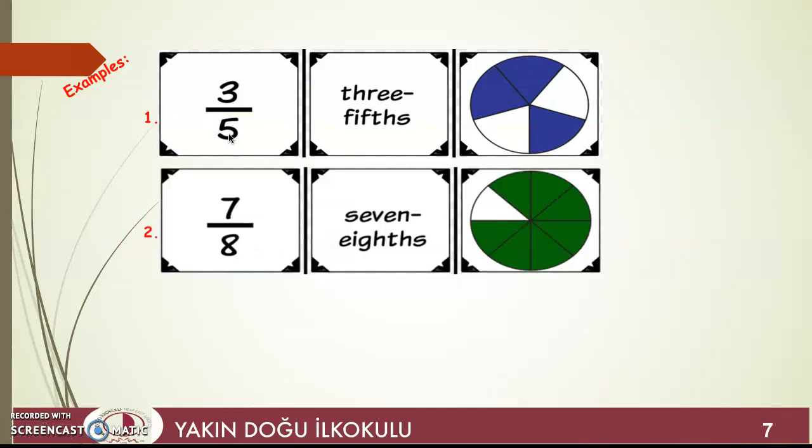Second example. How many numerators are there, children? There are 7. How many denominators are there, children? There are 8. 7 eighths.